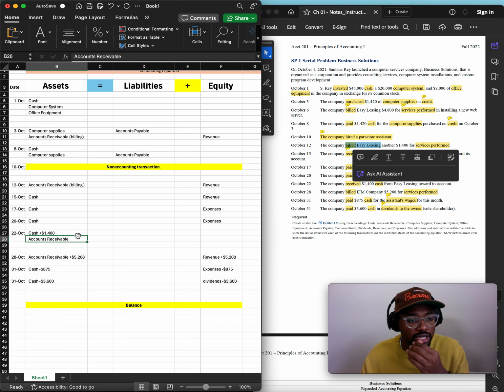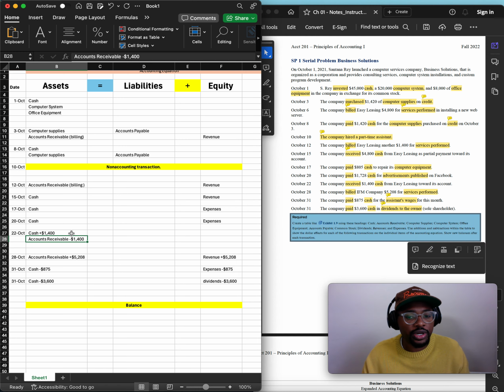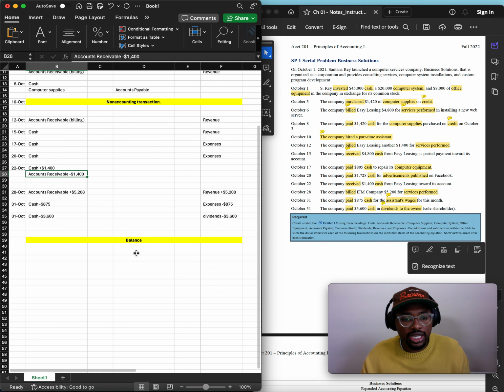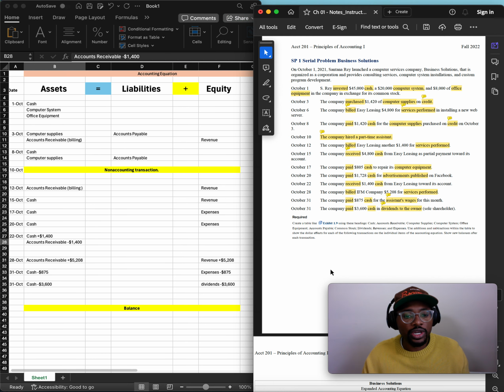So what we're going to do here is our cash is going to go up by 1,400, but our accounts receivable, this is very important, is actually going to go down by 1,400. Why are we doing that? Let me take the time to explain that. Why are we putting cash up and accounts receivable down? Well, cash is going up because that's what we receive. But accounts receivable is going down because we no longer expect them to pay us back. So let me put that here.